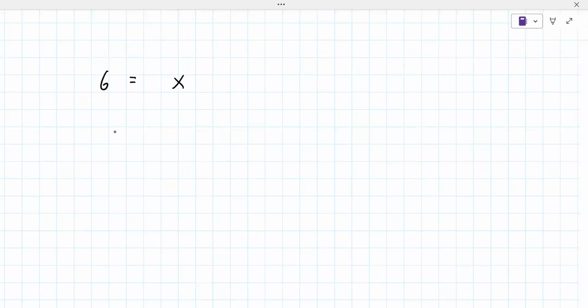6 equals x plus 7. So look at the side with the variable. How do you solve? What do you do to solve for x? How do you undo what's on this side?